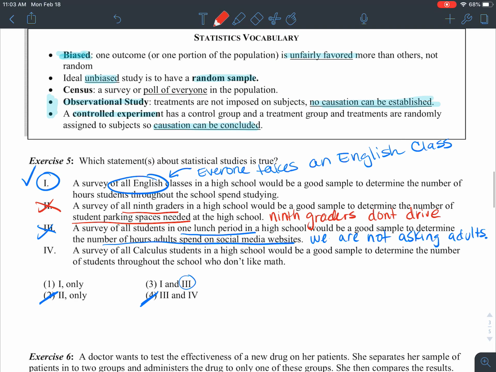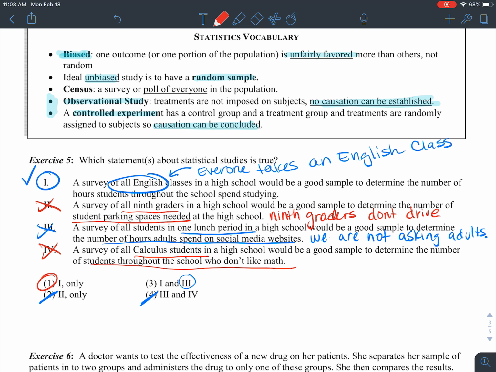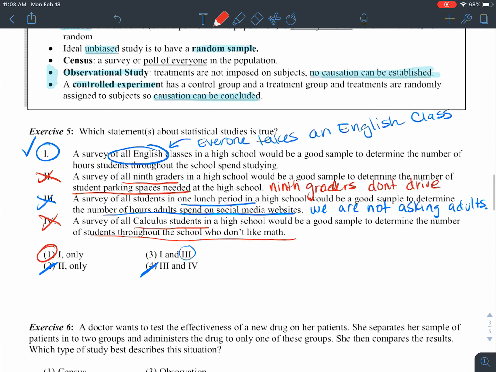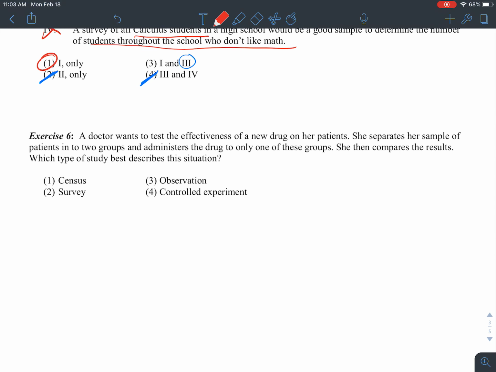All right, one more. Again, I already know what my answer is. My answer is choice number 1, but let's read 4. A survey of all calculus students in a high school would be a good sample to determine the number of students throughout school who don't like math. Well, that would just be silly, because if you're taking calculus, there's a good chance that you do like math. That just does not make sense. So there we go. We can eliminate that. All right, sometimes you just have to puzzle through it. There's not necessarily something clear cut. If it says this, do that. If it says that, do this. We have to read through it and try and draw an educated conclusion.